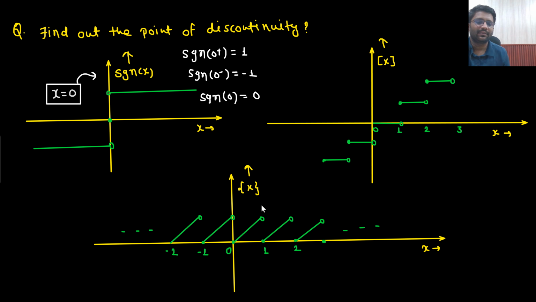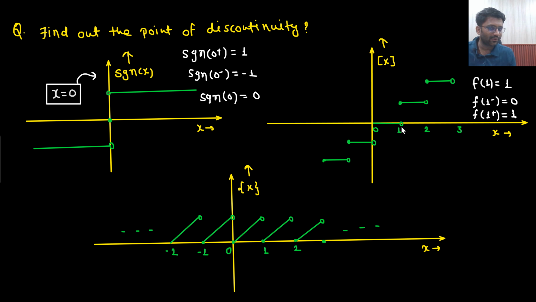What about this guy? Check at any integer. Check at f of 1. What is the value of f of 1? Sir, f of 1 is 1. This is your greatest integer function. What is f of 1 minus? Sir, just before 1, it will give me the value 0. And what is f of 1 plus? Just after 1, it will give me the value 1. So is it continuous? No.